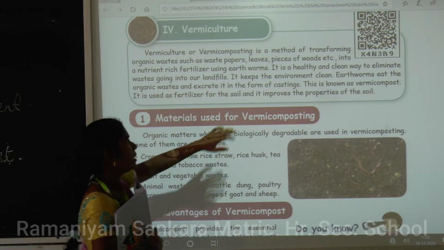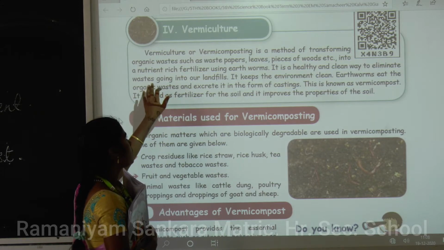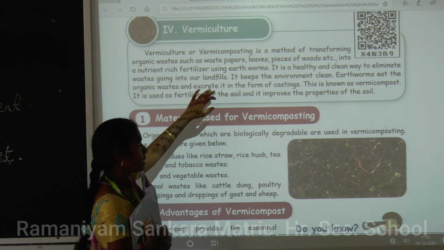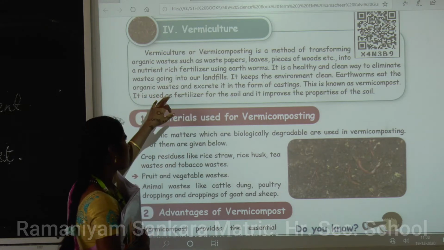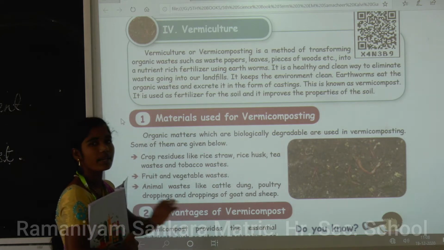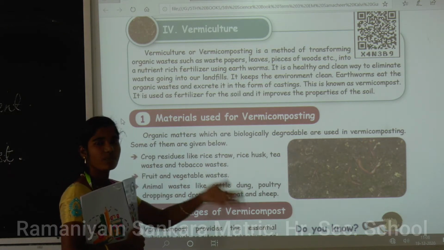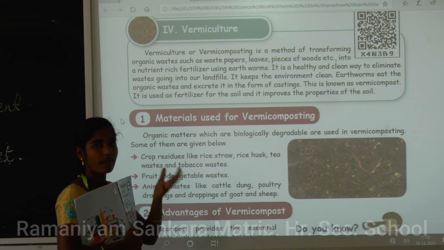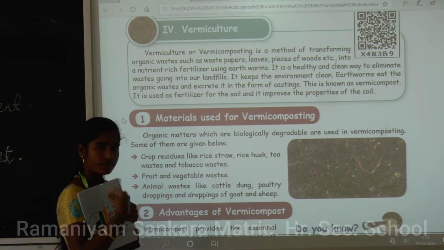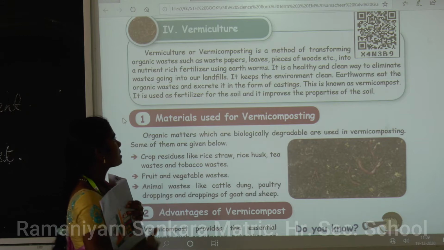Okay, composting. It is a healthy and clean way to eliminate waste going into our landfills. It keeps the environment clean. Earthworms eat the organic waste and excrete in the form of castings. Okay, first earthworms, it eating the organic waste. நம்ம waste-ன்னு போடக்கூடிய organic waste, பேப்பராக இருக்கட்டும், leaves ஆக இருக்கட்டும், animal waste எதுவாக இருந்தாலும் it eating the waste as food and it is excreted.